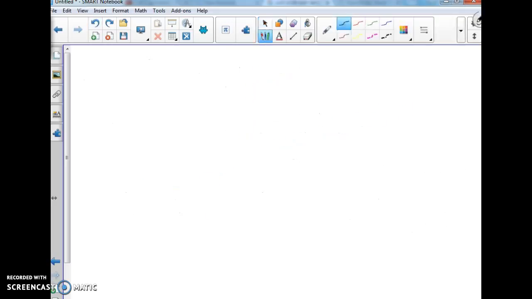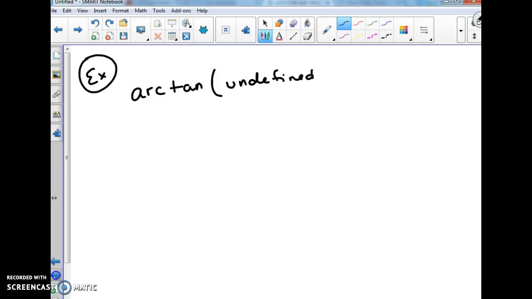So let's say that I want the arc tangent. Remember, arc tangent is the same thing as the inverse tangent. What if I want arc tangent where it's undefined? So this is where I'm going to use that unit circle. And the unit circle is going to be very important in that I can find my radian measure or degree measure, depending upon what they want, using my unit circle.